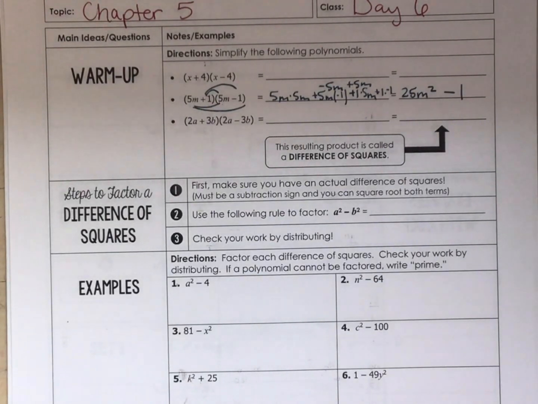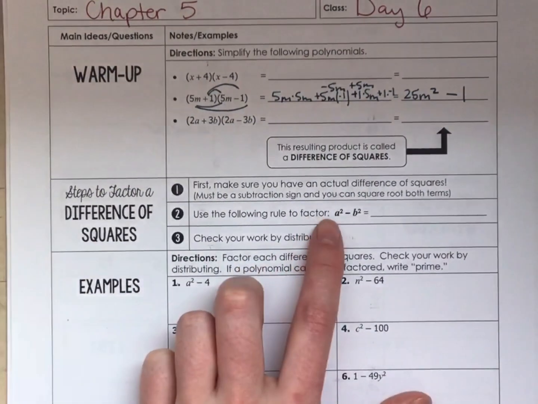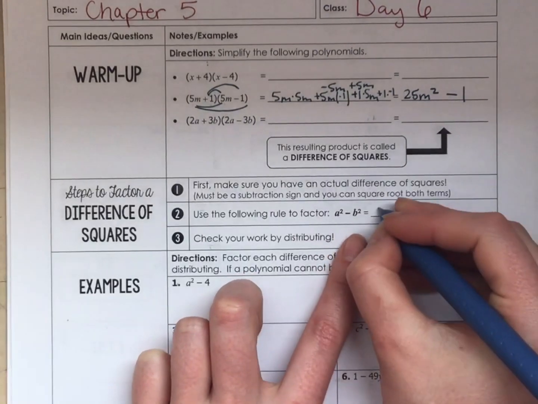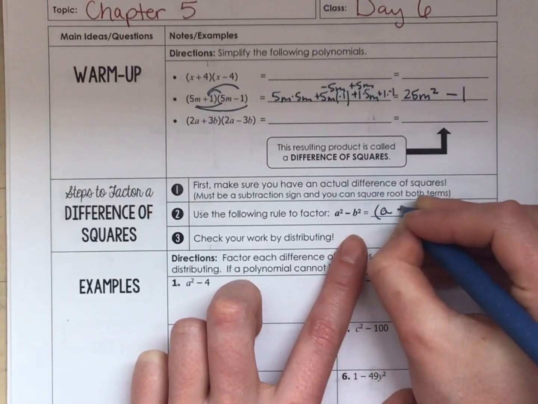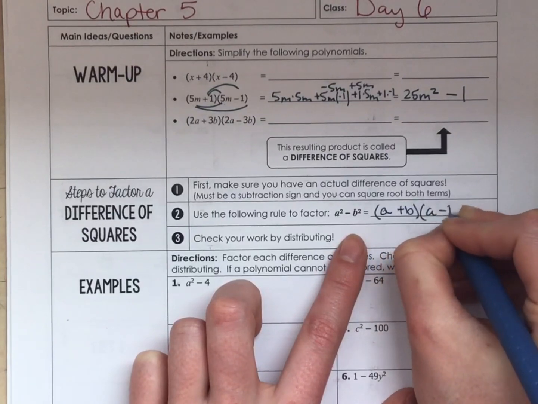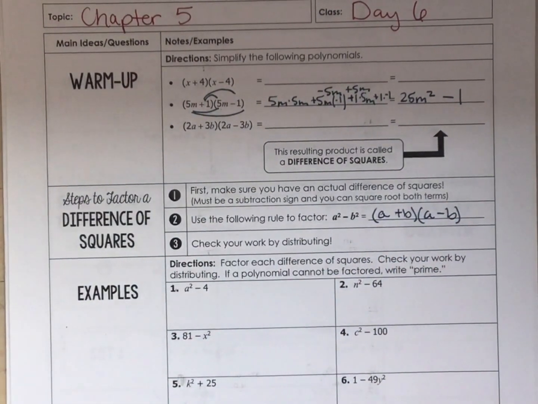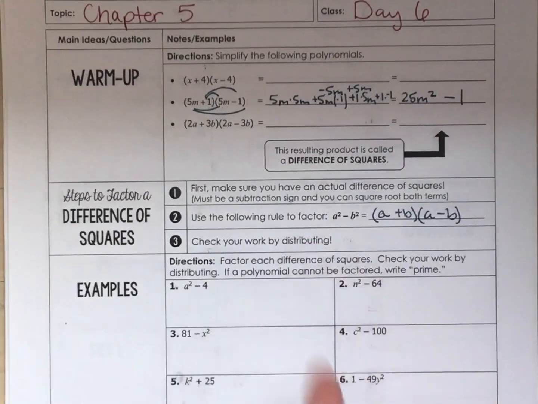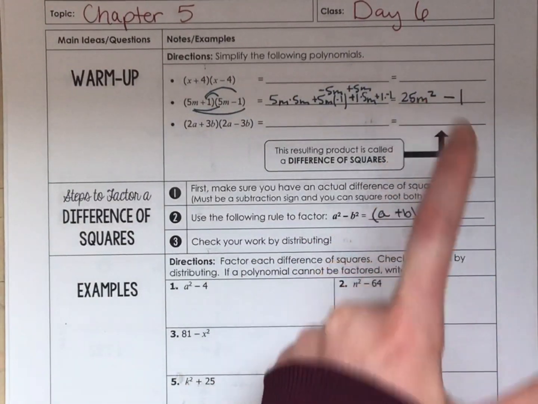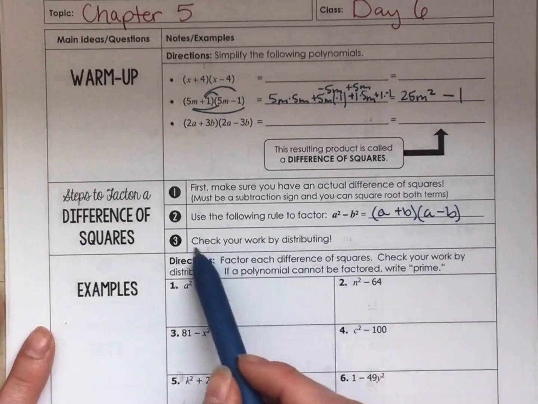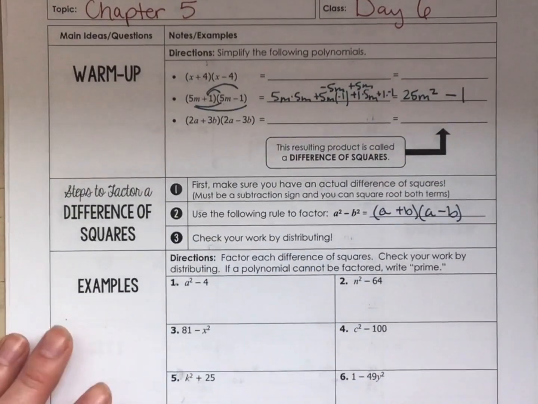Now our second step, we want to use our factoring rule for these. Our factoring rule for difference of squares says that whenever I have a squared minus b squared, I simply backtrack it to a plus b times a minus b. Now the trick is we have to figure out what the a and b terms are. What are my things that are squared in order to get my final product? And we can always double check that by distributing for our step 3.